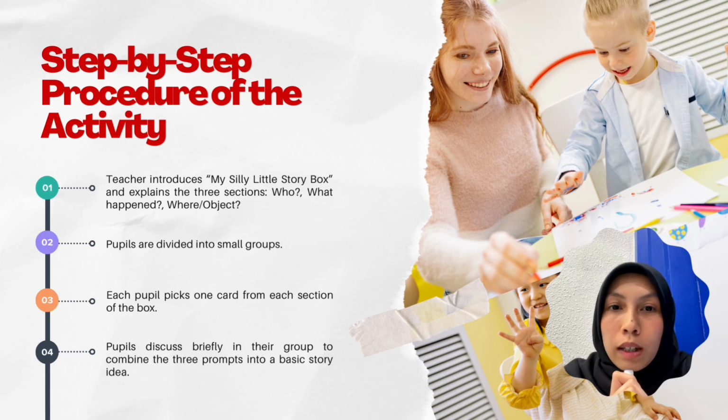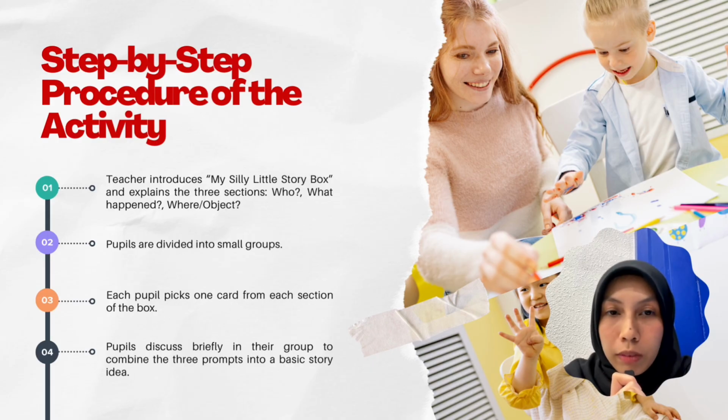Step 2, pupils are divided into small groups. Pupils are arranged into groups of 4 to 5 so that everyone has a chance to contribute. The teacher ensures mixed ability grouping so weaker pupils can be supported by their friends.